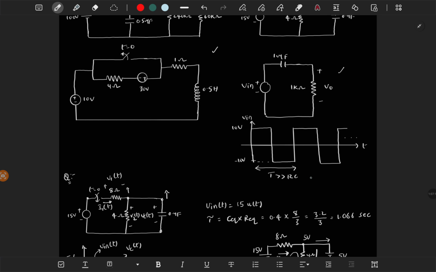Try to solve this one, and you can also try what will happen if the RC value is much greater than T. It means RC is higher, so it takes more time to reach steady state. If you want, you can try this one also.